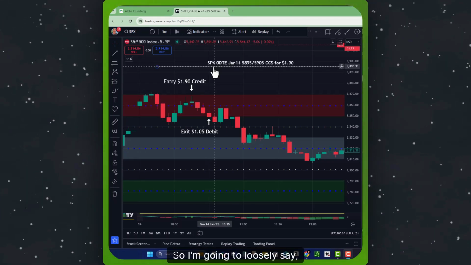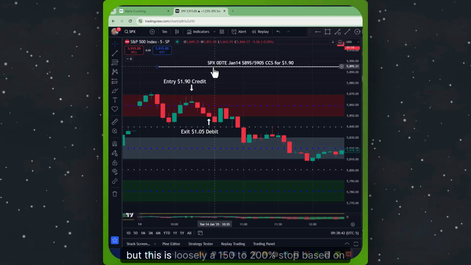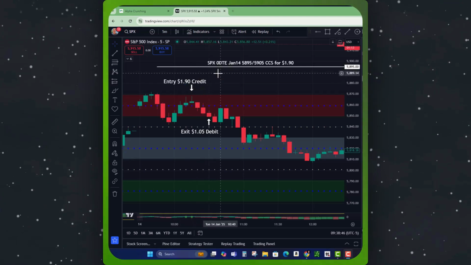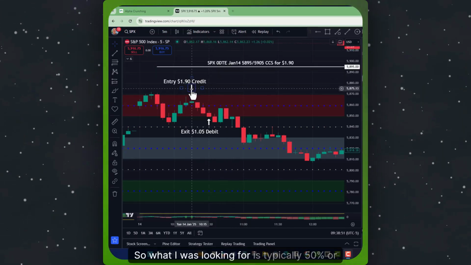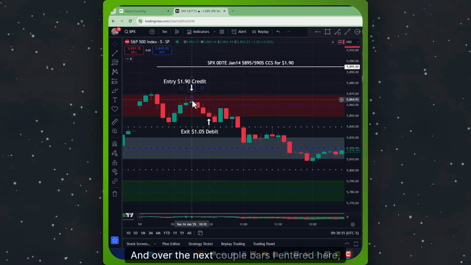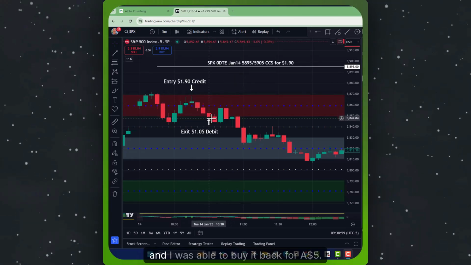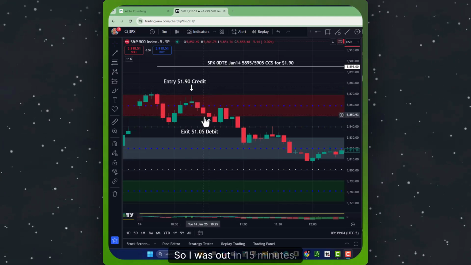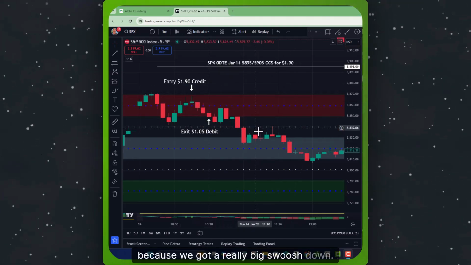This is about a $5 credit. So I'm going to loosely say, I don't have a hard stop a lot of times, but this is loosely a 150 to 200% stop based on that credit. For those who trade 0DTE, you know what I'm talking about. What I was looking for is typically 50% or better. And over the next couple bars after I entered here, we got a nice little pullback, and I was able to buy it back for $1.05. This is about 50% of the credit. So I was out in 15 minutes. Now in hindsight, I probably could have held this a little longer because we got a really big swoosh down.